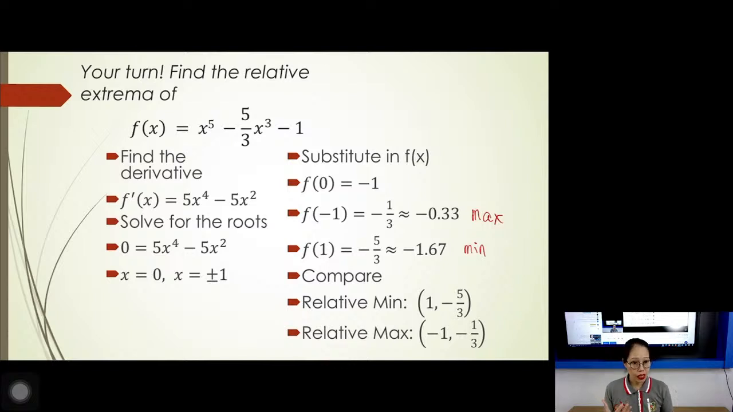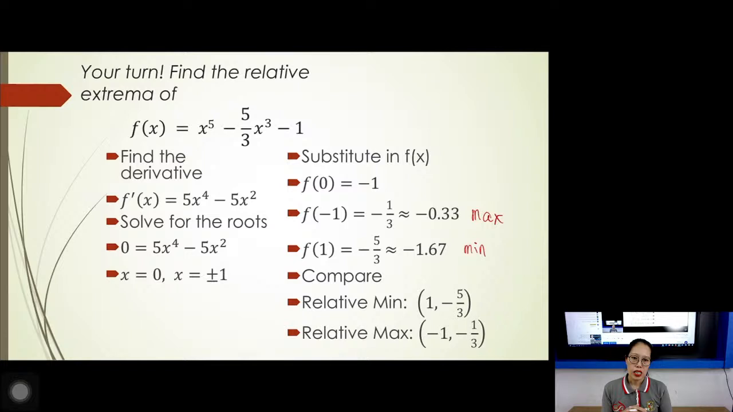And then finally, you have to compare. Why do we need to compare? For us to find out whether it is maximum or minimum, right? Of course, max is the higher one and min is the lowest.